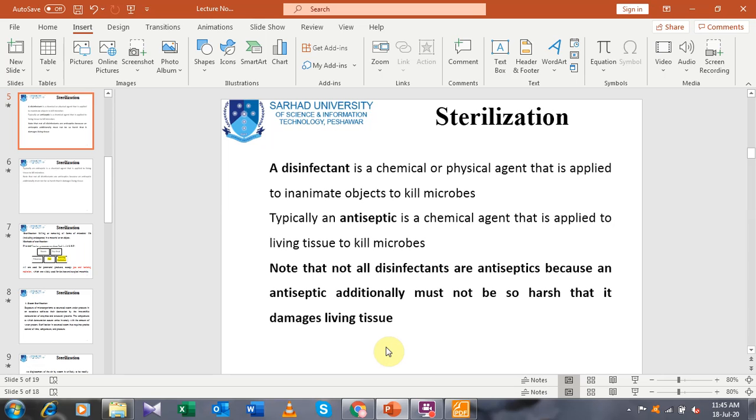It is not mandatory for disinfectants to meet that requirement, so not all disinfectants are antiseptic. Antiseptics have additional requirements. So, what is an antiseptic and what is a disinfectant?